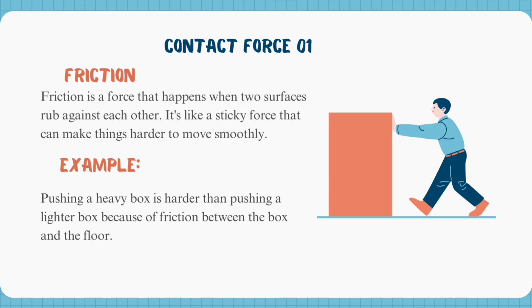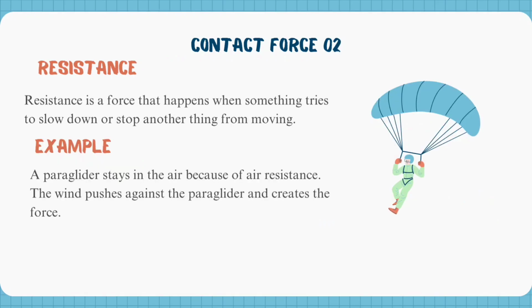For example, pushing a heavy box is harder than pushing a lighter box because of the friction between the box and the floor. Now the next is resistance. Resistance is a force that happens when something tries to slow down or stop another thing from moving. For example, a paraglider stays in the air because of air resistance, and the wind pushes against the paraglider and creates the force.